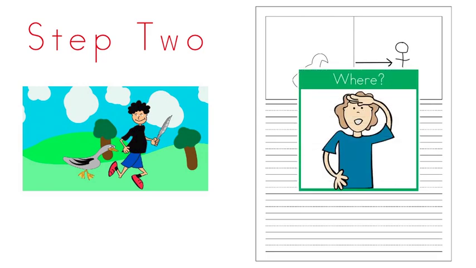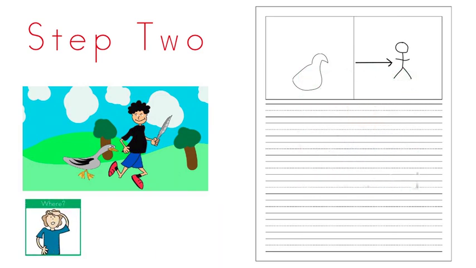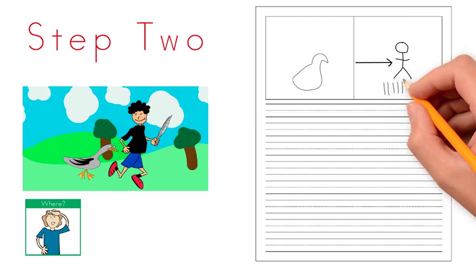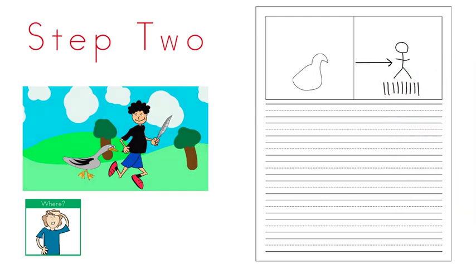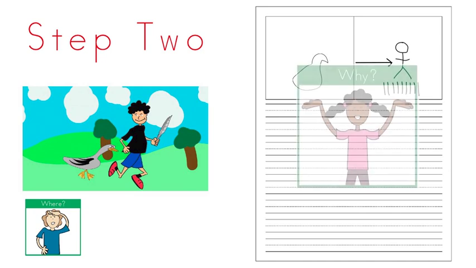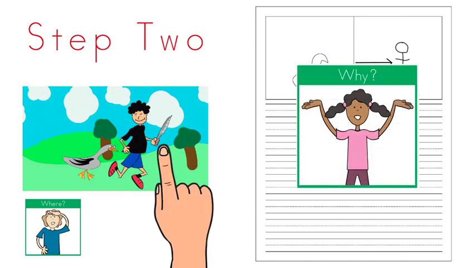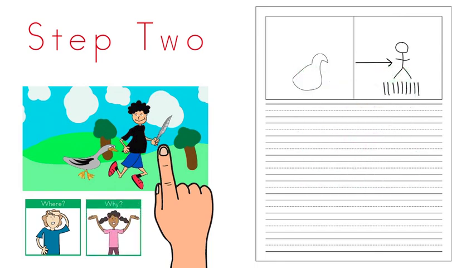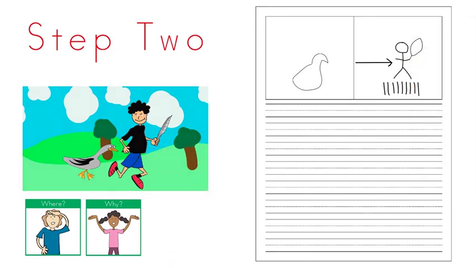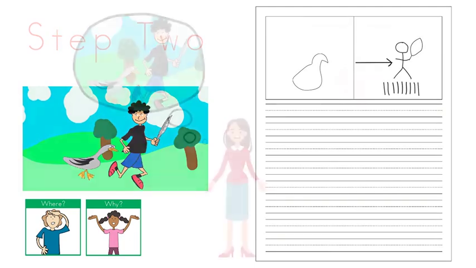Where? Where did the goose chase the boy? That's important to know where the boy was being chased. The goose chased the boy around the field. Go to the right planning box. Draw some grass to show field. Good job. Why? Why did the goose chase the boy around the field? Draw a feather to show that the boy plucked a feather from the goose. Excellent job!